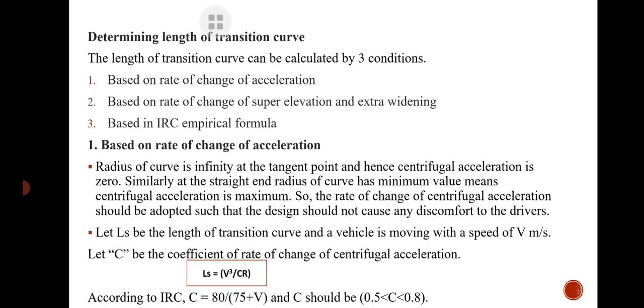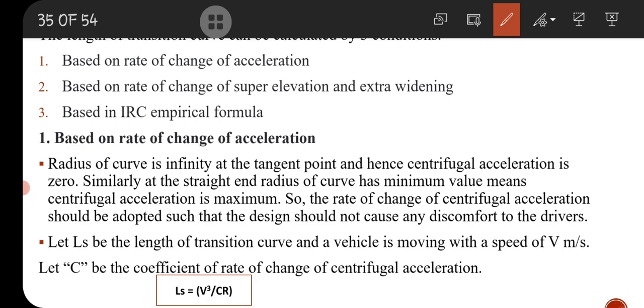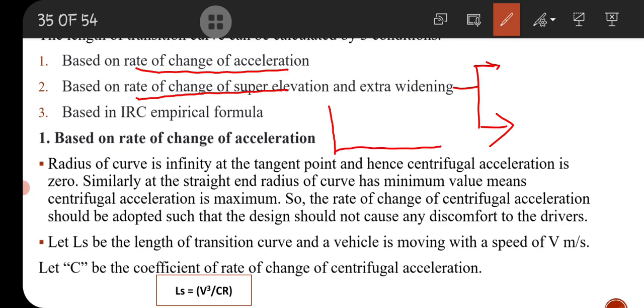Next, coming to determination of the length of the transition curve. How will we determine the length of the transition curve in design? There are three methods. The first method is rate of change of centrifugal acceleration. The second method is rate of change of super elevation, and this method has two sub-methods. How are we introducing super elevation? In road geometry, we have already covered what super elevation is. Super elevation is the raising of the outer edge with respect to the inner edge, to counterbalance the effect of centrifugal force.